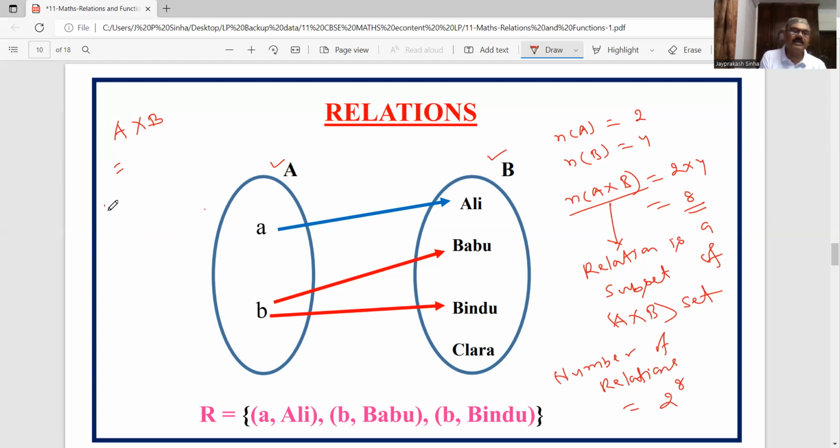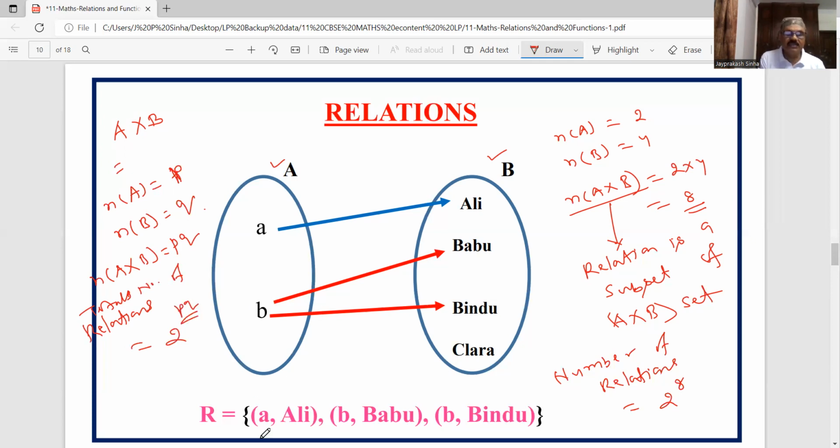Okay? Because if n(A) is equal to P, meaning the number of elements in set A is P, and the number of elements in set B is Q, then the number of elements in the Cartesian product of A and B will be P into Q. And the total number of relations will be 2 to the power PQ. Correct? So this is one of the subsets of the Cartesian product A cross B.